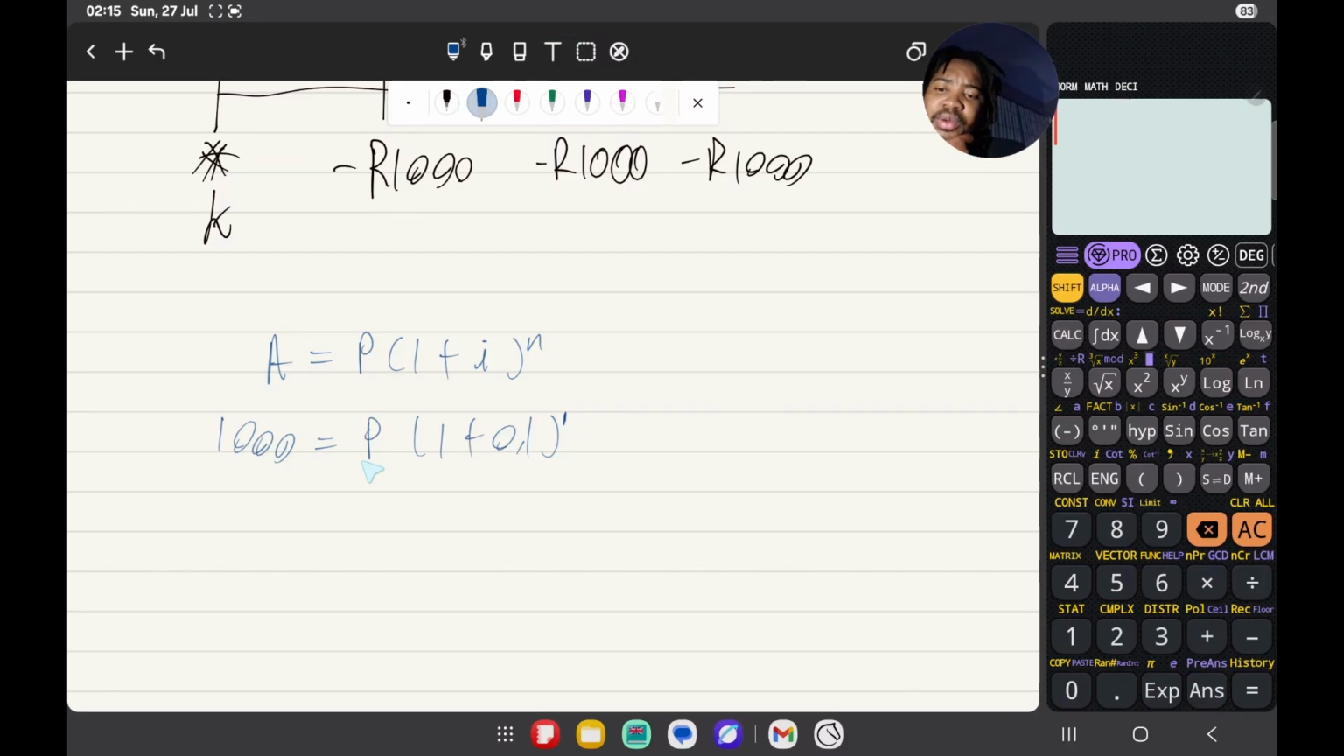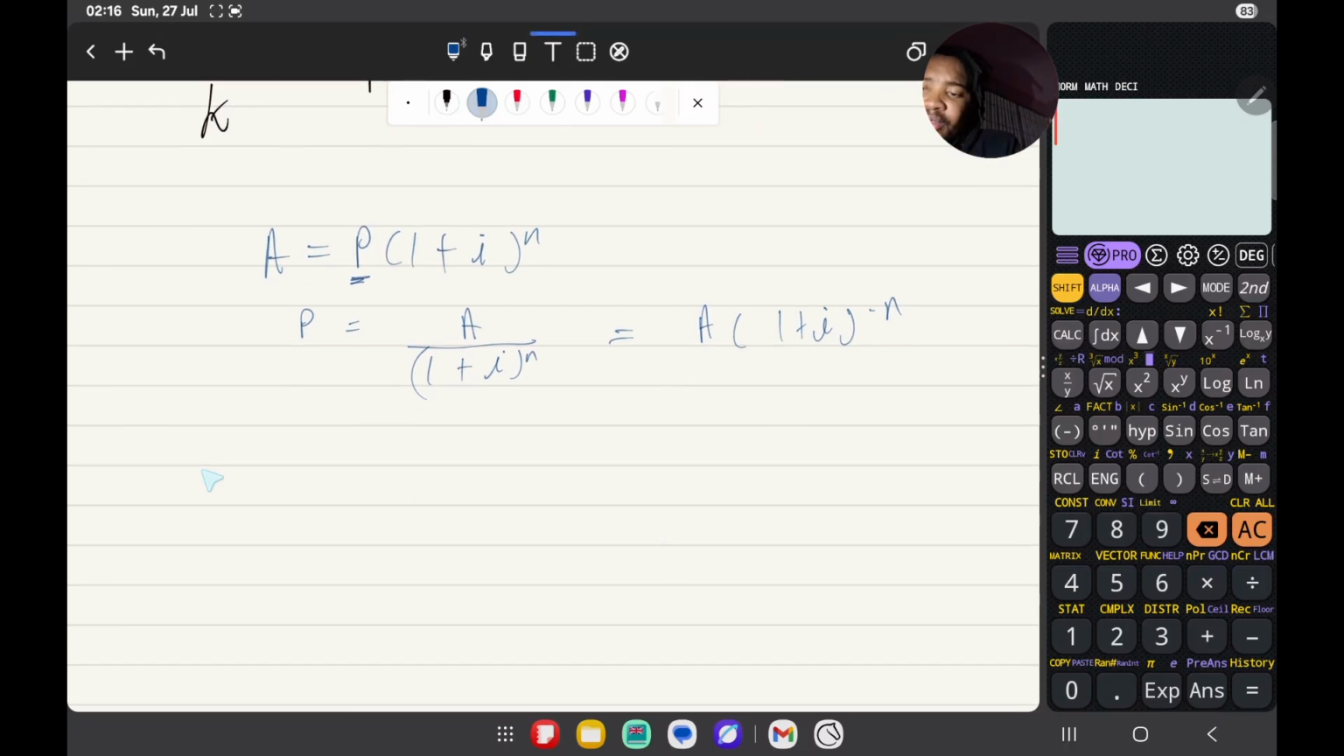Now finding this, I'm trying to find P, which is the money that I should invest right now. So I can just say that P equals A divided by 1 plus i. Another person can just write it as A into 1 plus i to the power of minus n. There's another way to write it. In fact, let's write it that way.